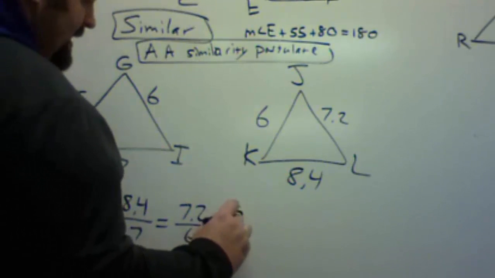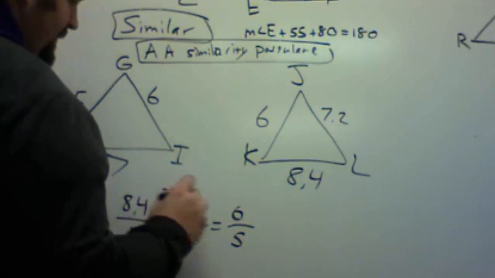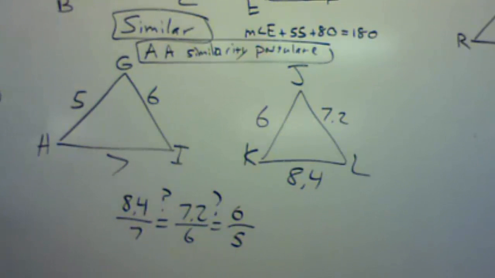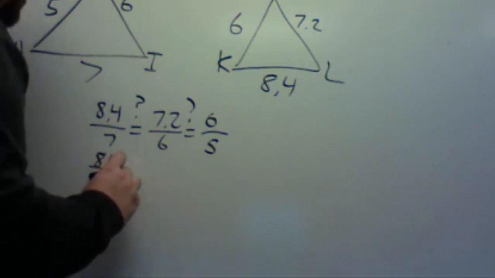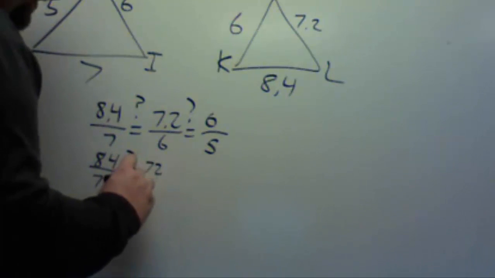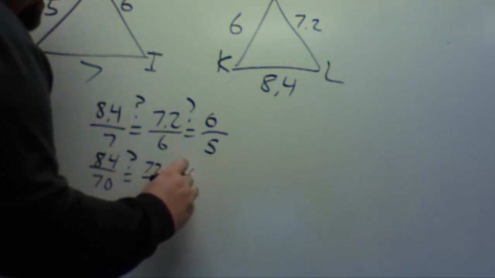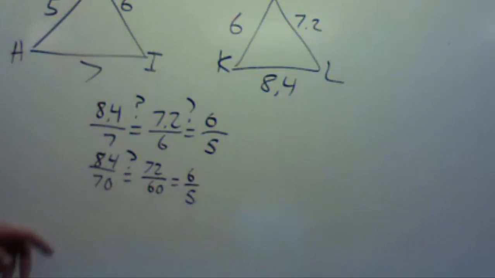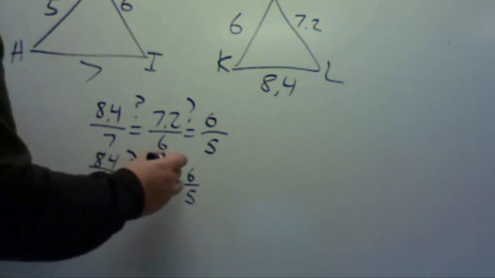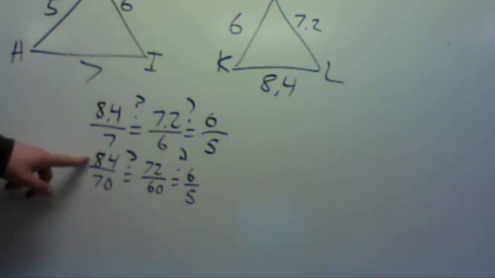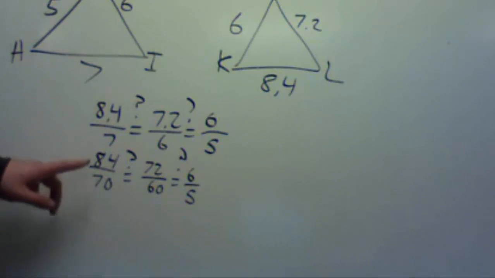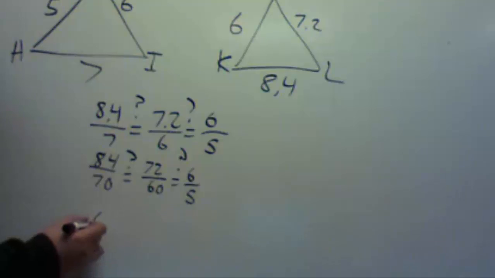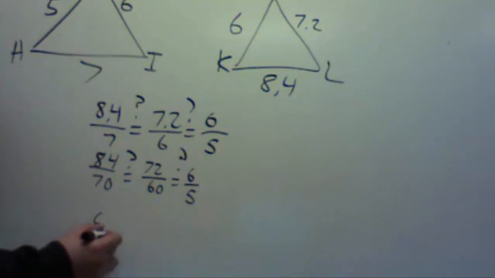This is the one I decided to set up myself. Now, the first step I'm going to do is get rid of all decimals, so I'm going to have 84 over 70. I'm going to have 72 over 60, and I'm going to have 6 over 5. That can't be reduced. Well, if I want this to be true, I need to get them all to be 6 over 5. So how many times does 6 go into 84? 14 times. So is this divided by 14, is it 5? Well, it actually happens to be 6 to 5.